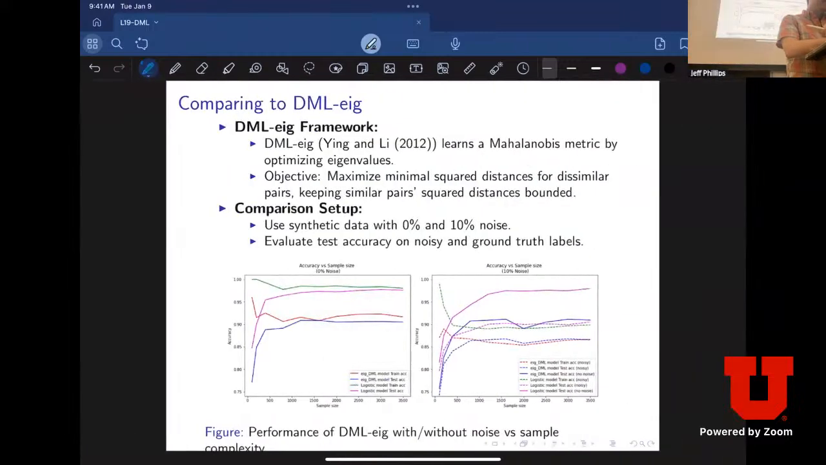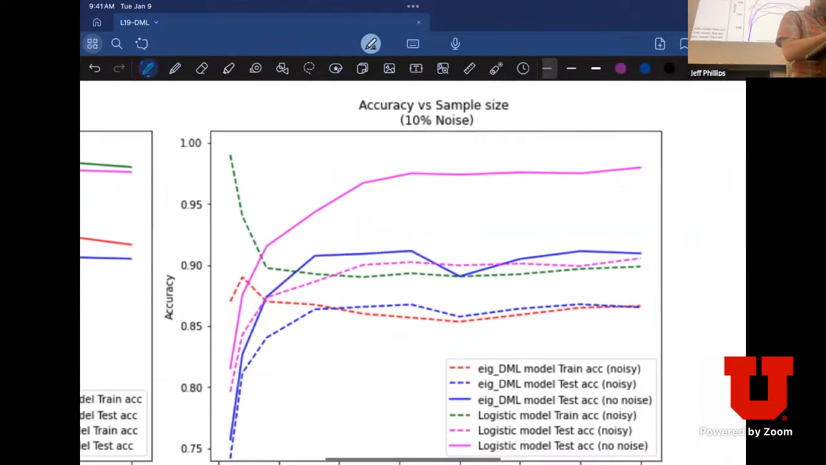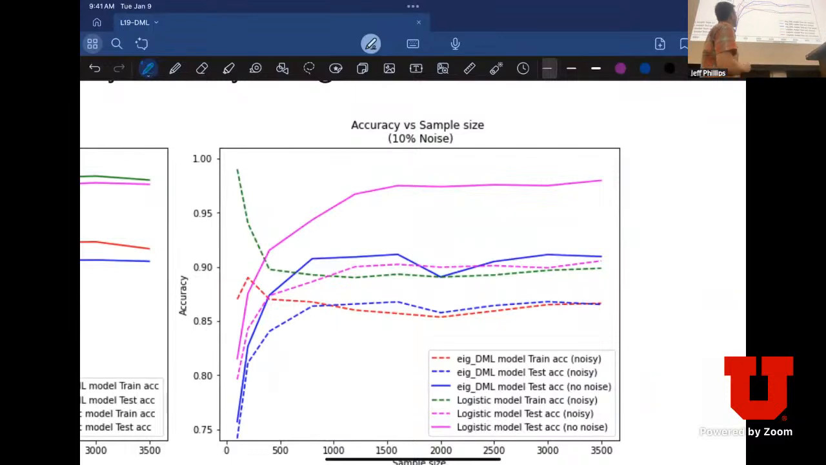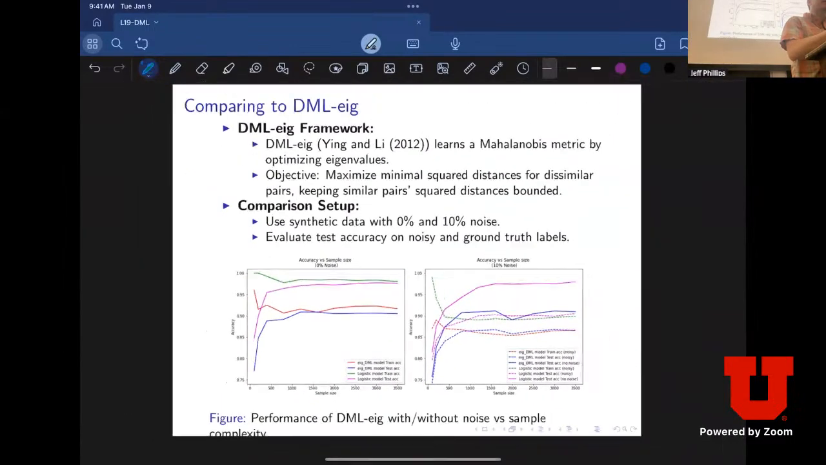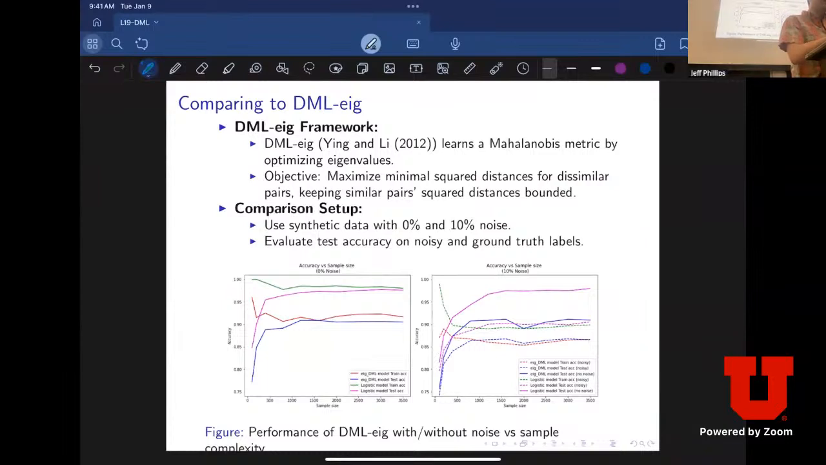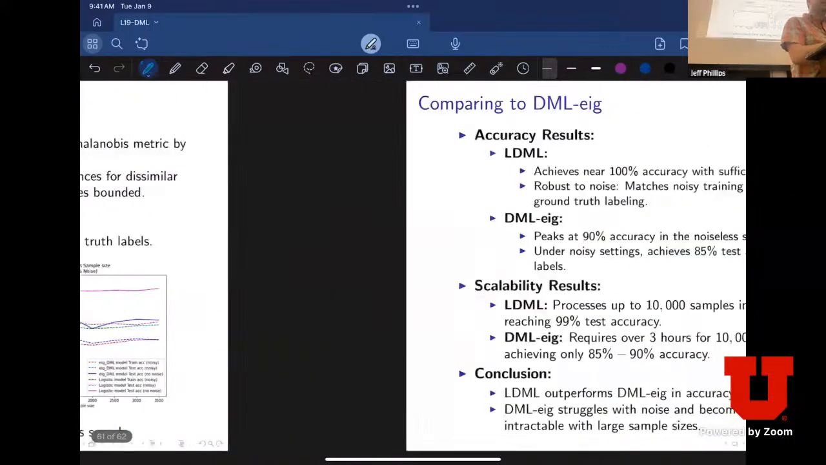Okay, and this is comparing to this EIG-DML thing, which is in the book, where again, this is the number of samples. This is 10% noise. With only 2,000 samples, our model can basically get to 97% accuracy, where the EIG-DML is only getting to like 90% accuracy. So this is why I think this method is better than that. It works a little bit better than the one in the book. It's not that much more complicated. That one also reduces to some iterative method, and probably is even a little trickier to implement than the gradient descent one.